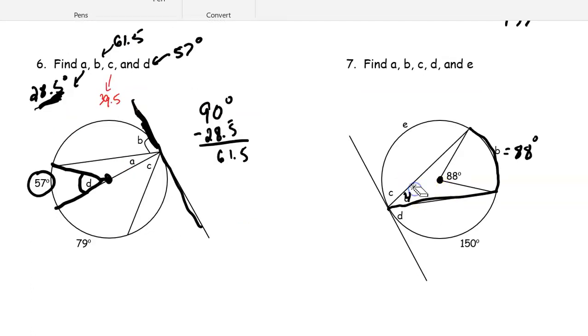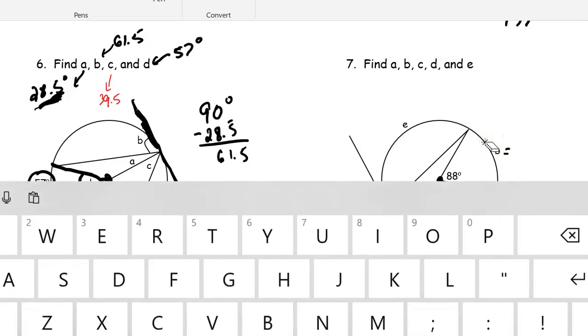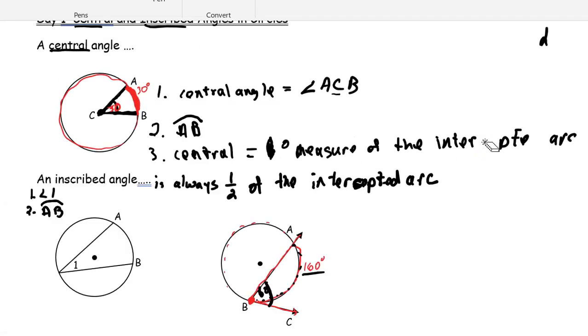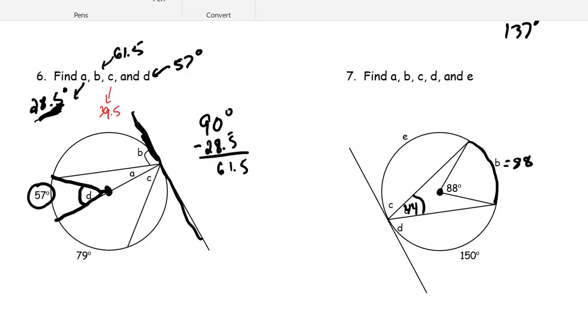All right, let me get rid of this. Oops, I want to keep that. I want to get rid of this arc. So we're still missing D. So let me do this in red. We have an inscribed angle where our angle lies on the circle. This angle must be half of the arc. So the arc that it's creating is the 150. So this has to be 75 degrees.